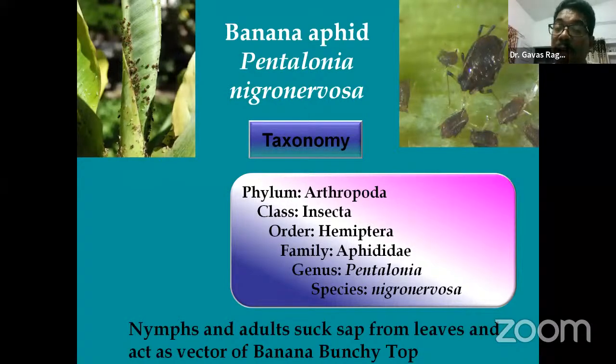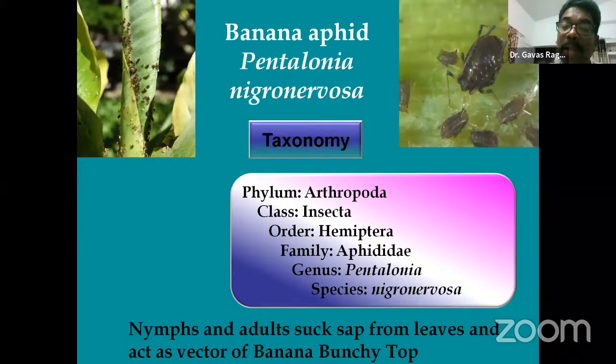Now coming to the sucking pest, the most important sucking pest is banana aphid, scientifically called Pentalonia nigronervosa. You know why the name came? Because there are two types of this Pentalonia available. The one which is without wing is called wingless, and the winged ones have veins which are black in color, nigronervosa. The veins are black in color. That's why it's called this.